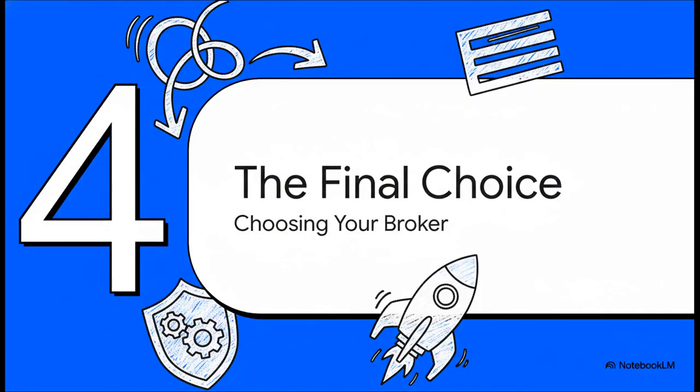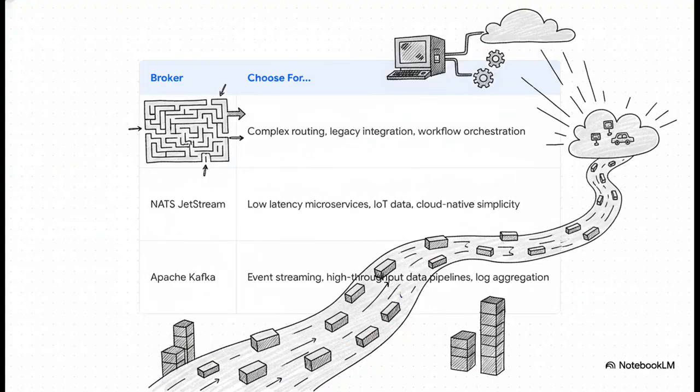Which brings us to the final showdown. We've talked about flexibility, reliability, and performance. So at the end of the day, how do you actually choose the right tool for your specific job? Well, this table really boils it all down. You should choose RabbitMQ when you need that smart, complex routing or you're orchestrating complex workflows. You go with NATS for things like ultra-low latency microservices or cloud-native simplicity. And you pick Kafka when what you really need is to build a massive, high-throughput data pipeline. Each one has its own sweet spot.